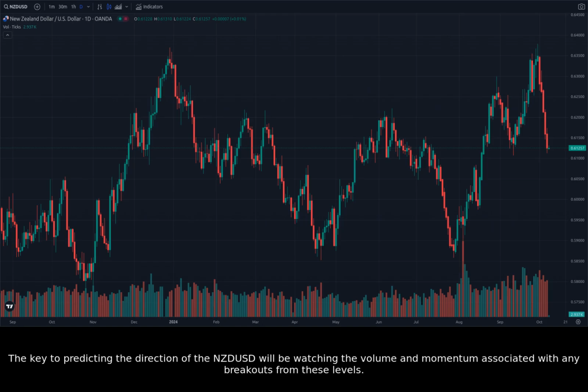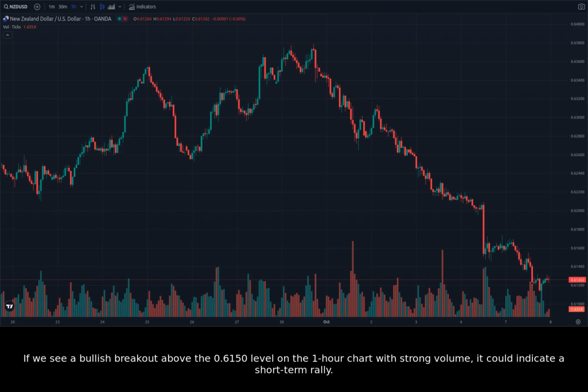The key to predicting the direction of NZDUSD will be watching the volume and momentum associated with any breakouts from these levels. If we see a bullish breakout above the 0.6150 level on the 1-hour chart with strong volume, it could indicate a short-term rally. However, a bearish breakout below the 0.6000 level on the 1-hour chart with high volume could signal a further decline in NZDUSD.